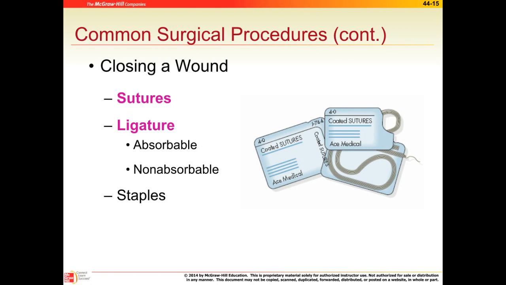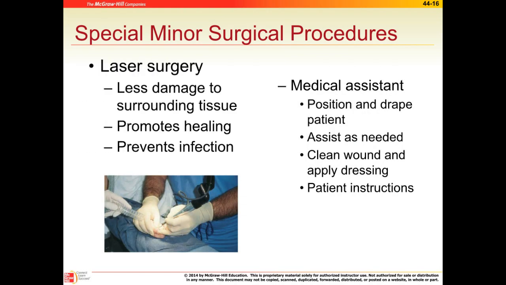Common surgical procedures for closing wounds would be sutures or stitches. Ligatures, those are absorbable and non-absorbable sutures. Non-absorbable have to be removed. Absorbable are used a lot internally and in the mouth, and in certain areas of the body. And then stapling. A lot of surgical wounds may be stapled. We do a lot of gluing now as well.